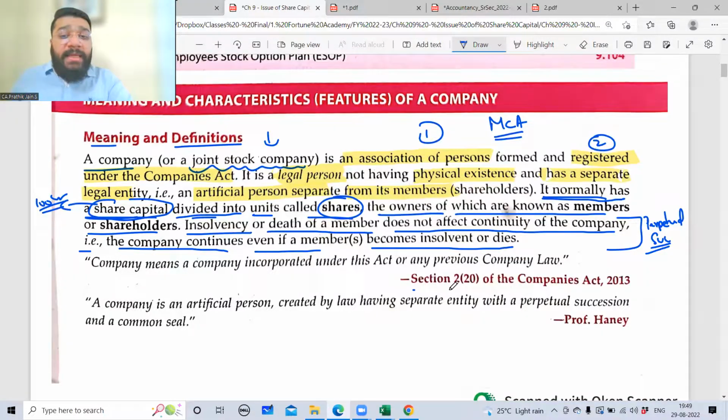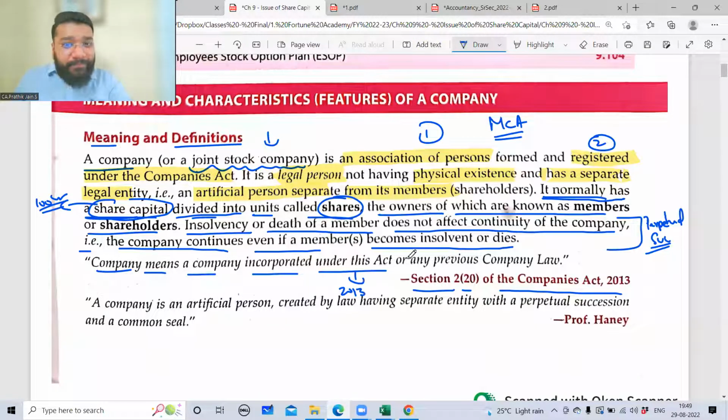Definition given by Section 2 subsection 20 of the Companies Act 2013 says that company means a company incorporated under this Act. This Act means the Companies Act 2013 or any previous company law. You cannot say that any company registered from 2013 onwards is the only company. There are certain companies which are there for 100 years, so they have all been registered under the previous Act, the 1956 Act. So anybody registered currently under the 2013 Act or any of the previous Acts, 1956 or previous to 1956, everybody is a company.